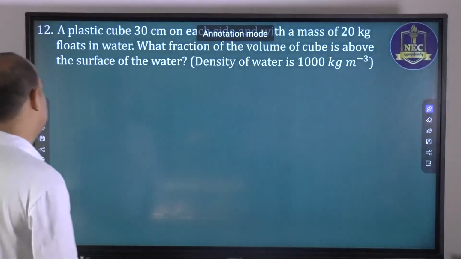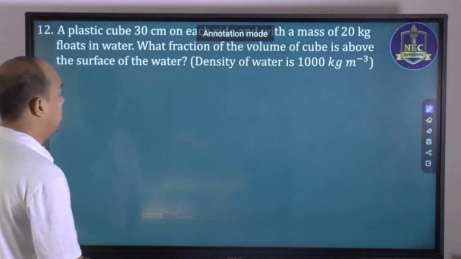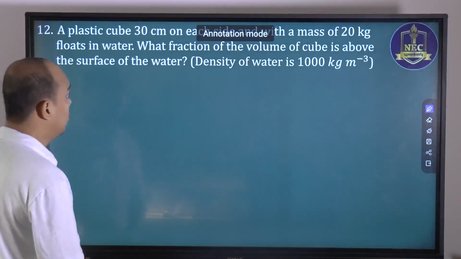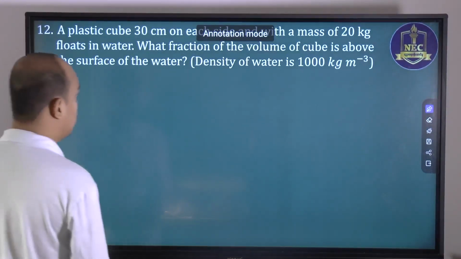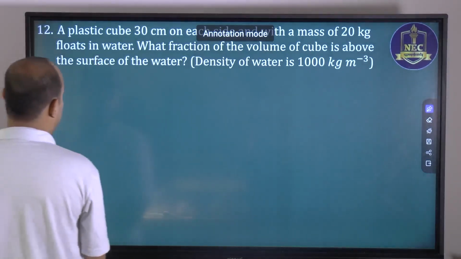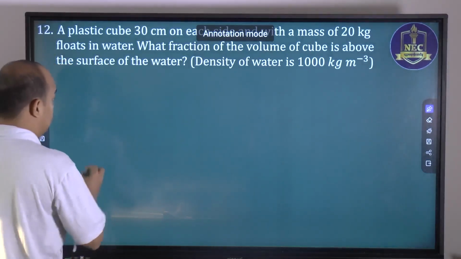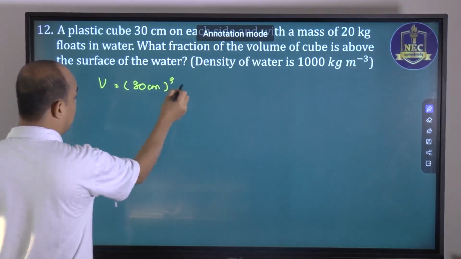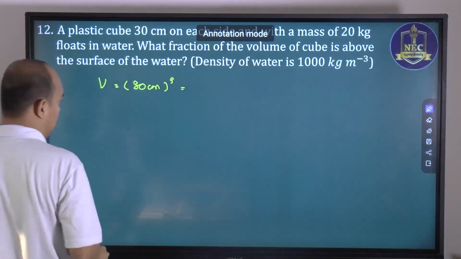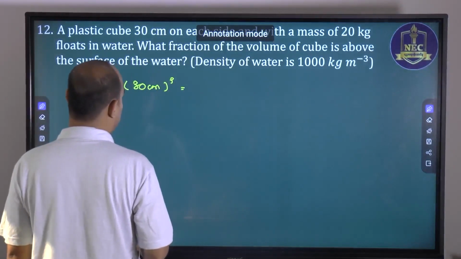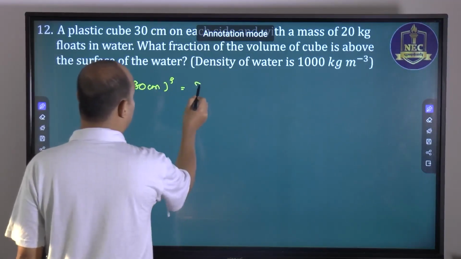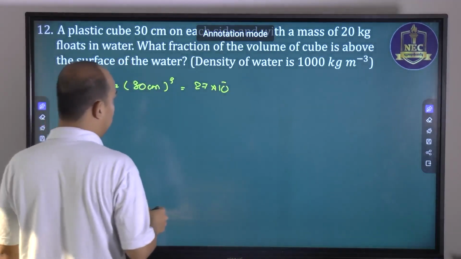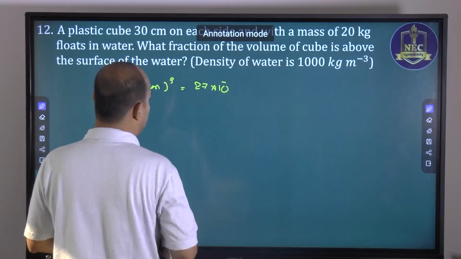A plastic cube, 30 centimeter on each side. 2 bar to the another column. 30 centimeter. Go to the next one, ten power minus 27 in K.